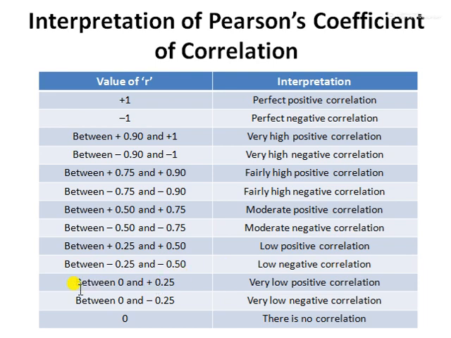If the value of r lies between 0 and plus 0.25, then there is very low degree of positive correlation. If it lies between 0 and minus 0.25, then there is very low degree of negative correlation. And if the value of r is 0, that means there is no correlation between the variables.